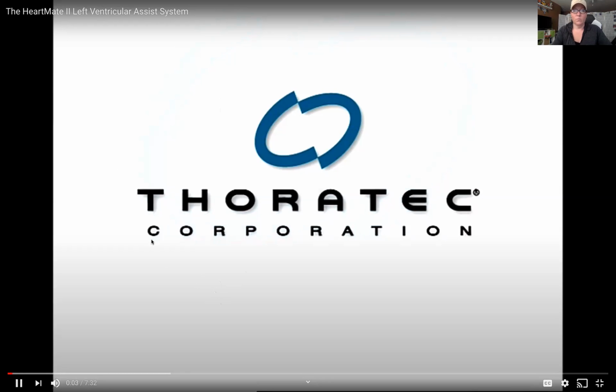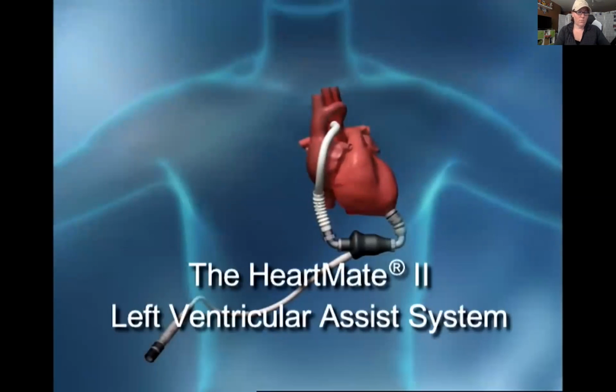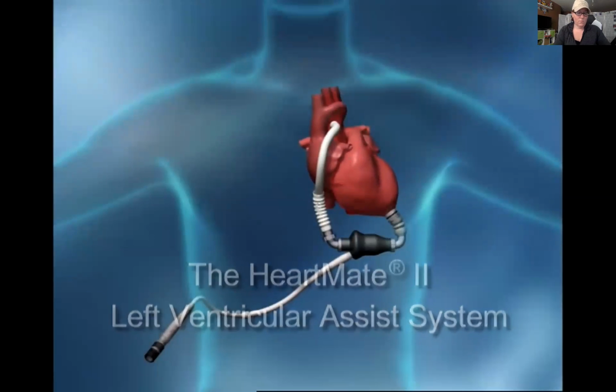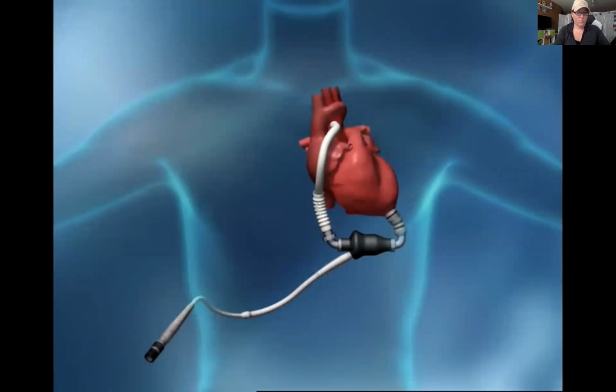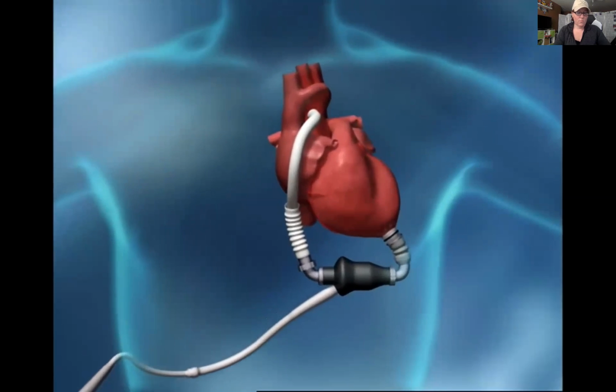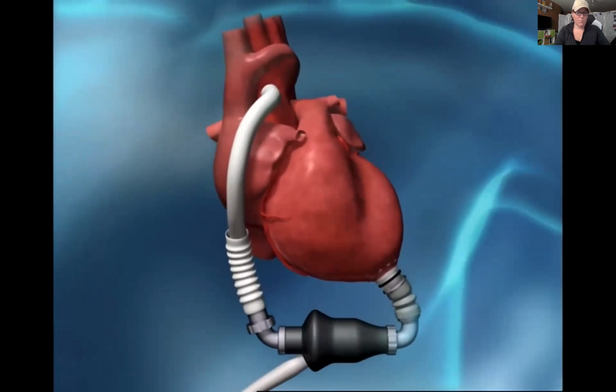Mechanical circulatory support introduces the HeartMate 2 left ventricular assist system. The HeartMate 2 is a small and quiet advanced blood pump designed for improved outcomes with a wide range of late-stage heart failure patients in need of reliable, long-term circulatory support.